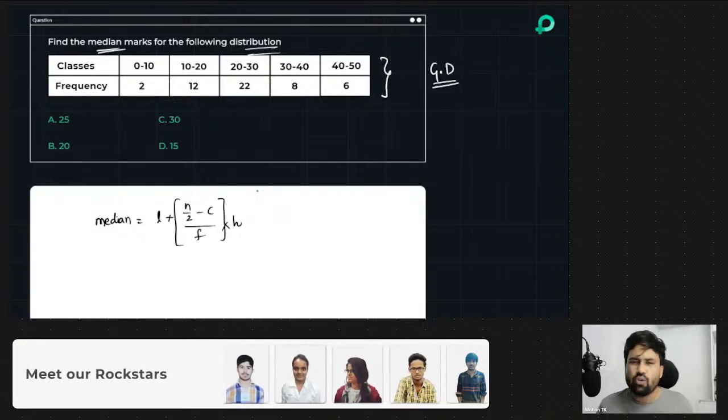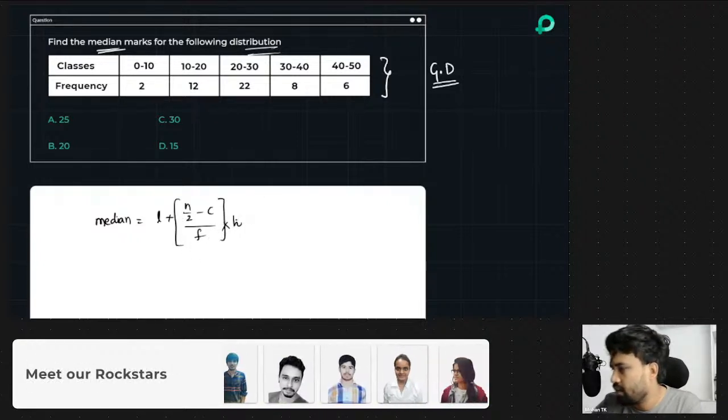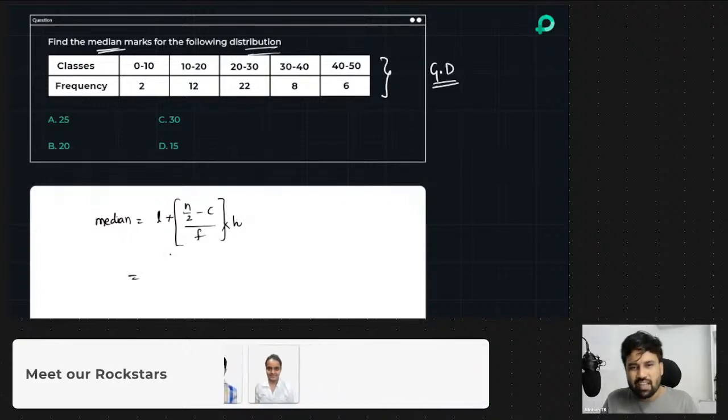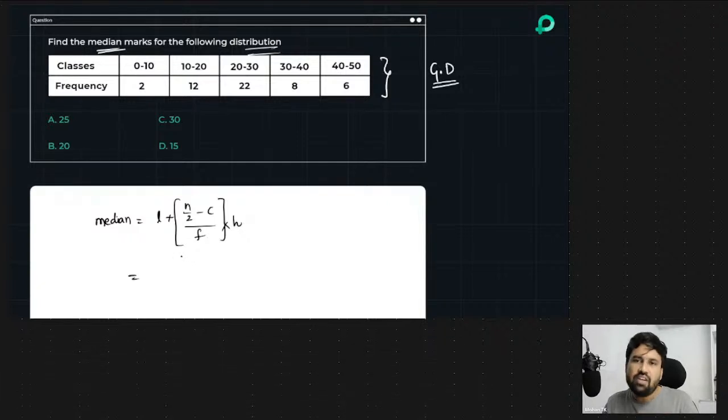Okay, so if you know this formula, it's easy to understand. What is L, n by 2, C, F? I will teach you guys. Within 1 minute, I will try to make it very simple. So first find the cumulative frequency, that is 8, next is 20, next is 42, next is 50, and next one is 56.